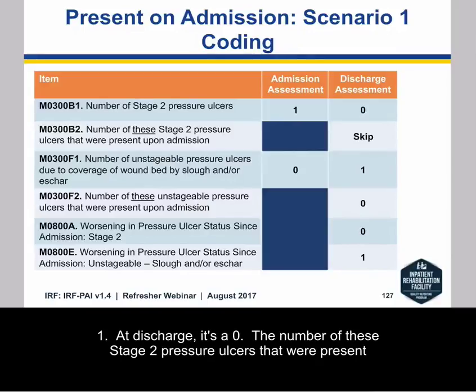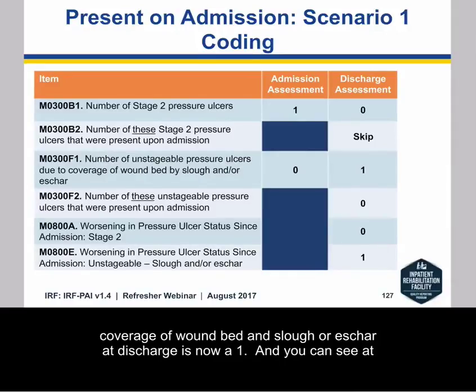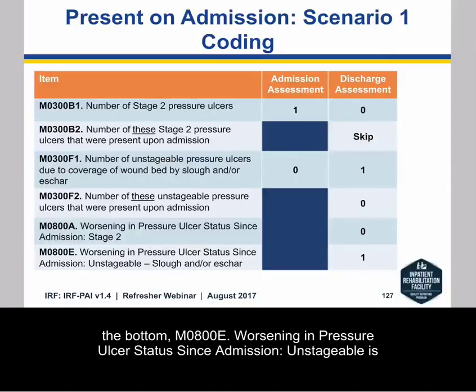At discharge, it's a 0. The number of these stage 2 pressure ulcers that were present on admission, we skip at discharge. The number of unstageable pressure ulcers due to coverage of wound bed by slough or eschar at discharge is now a 1. And you can see at the bottom, M0800E, worsening in pressure ulcer status since admission, unstageable, is now 1.